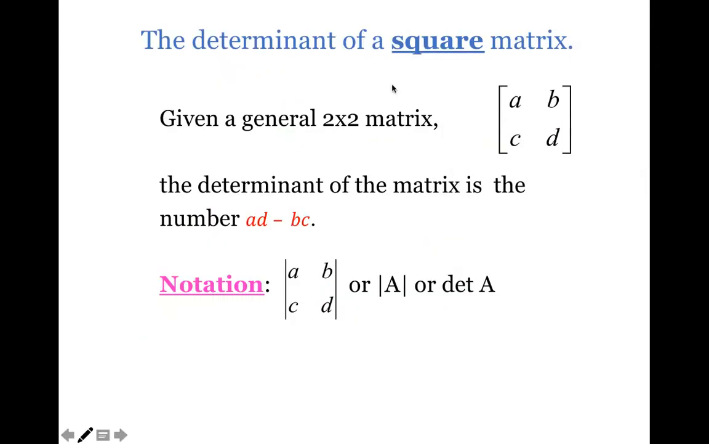So the determinant of a square matrix, given a general 2 by 2 matrix A, B, C, D, the determinant of the matrix is AD minus BC. Okay? So again, their notation, pay attention to it. I'm going to keep emphasizing that because that is important. You got to know, when you see it, that it's asking you to find that scalar. It's not asking you to do some other operation.